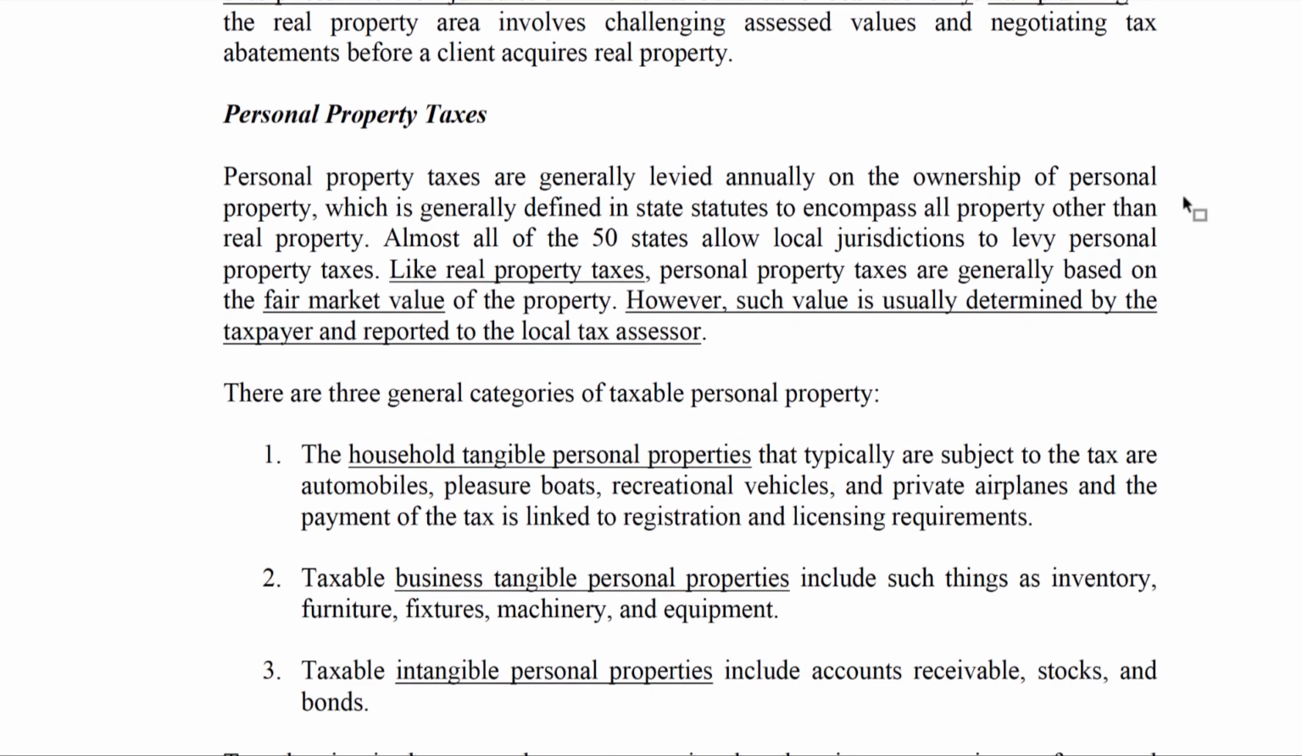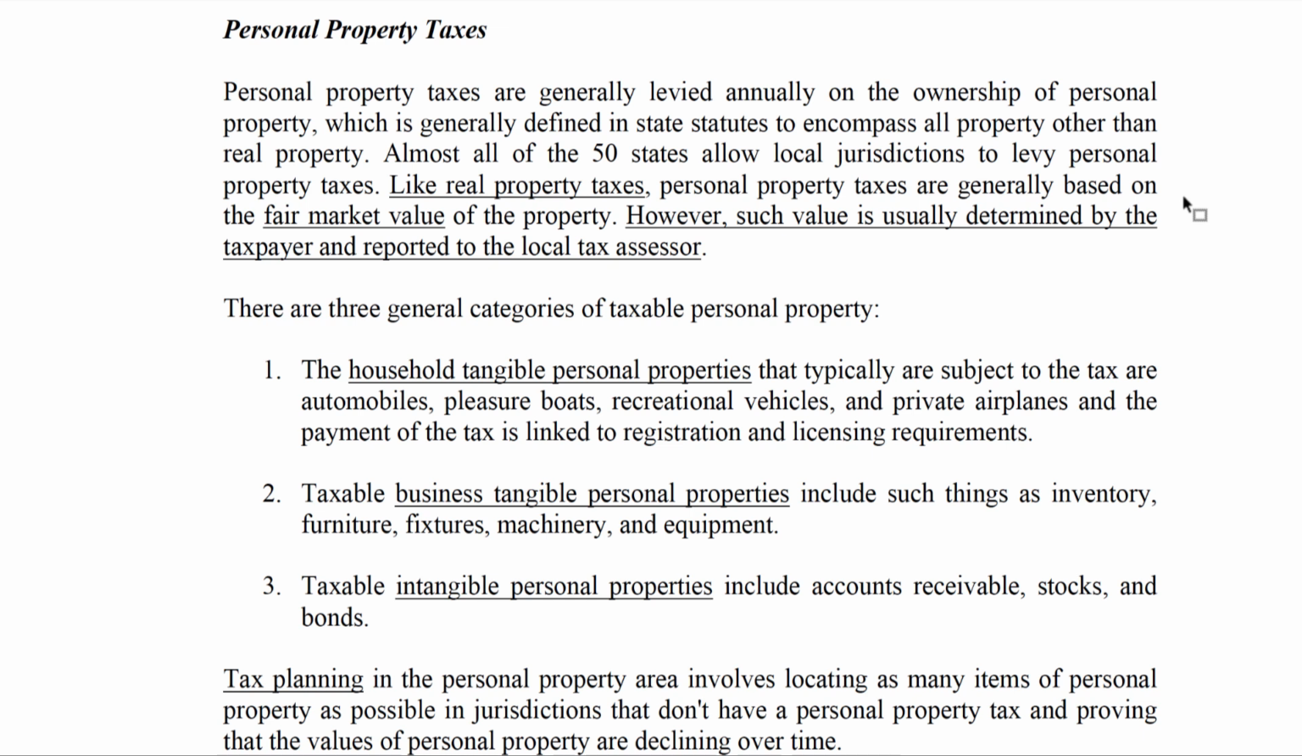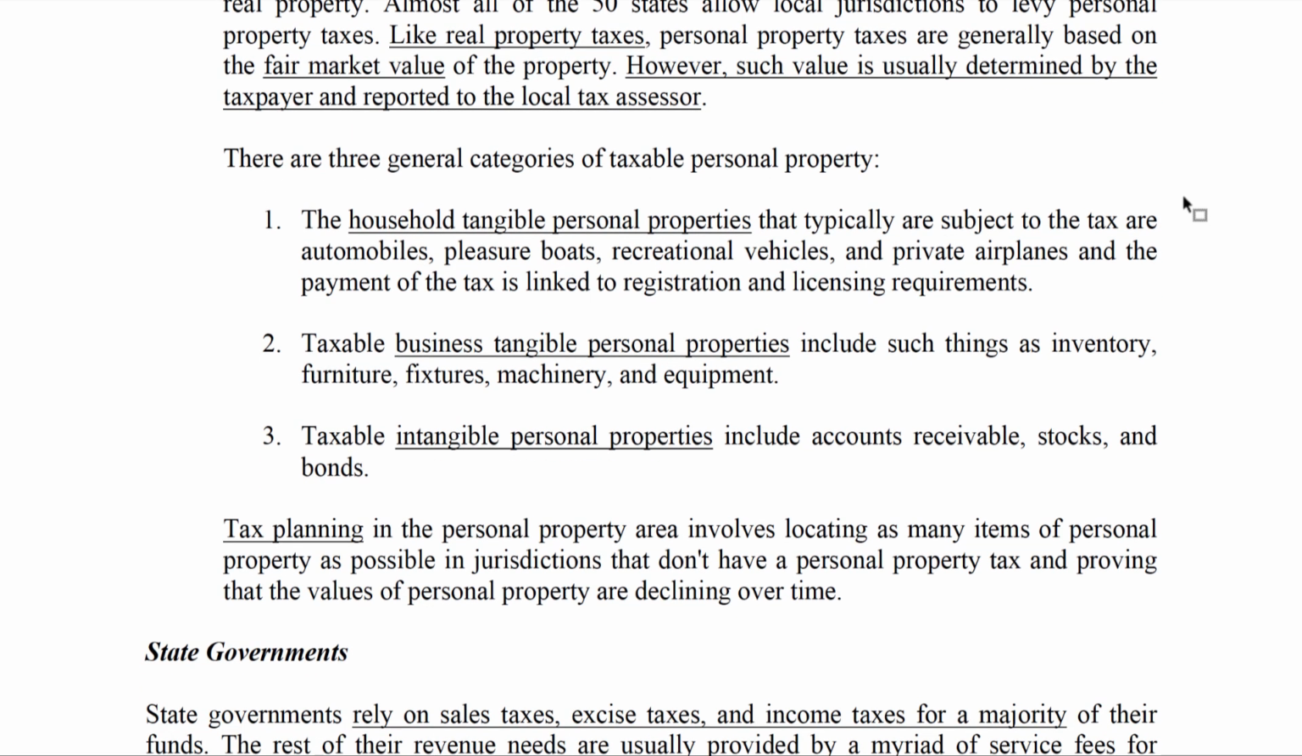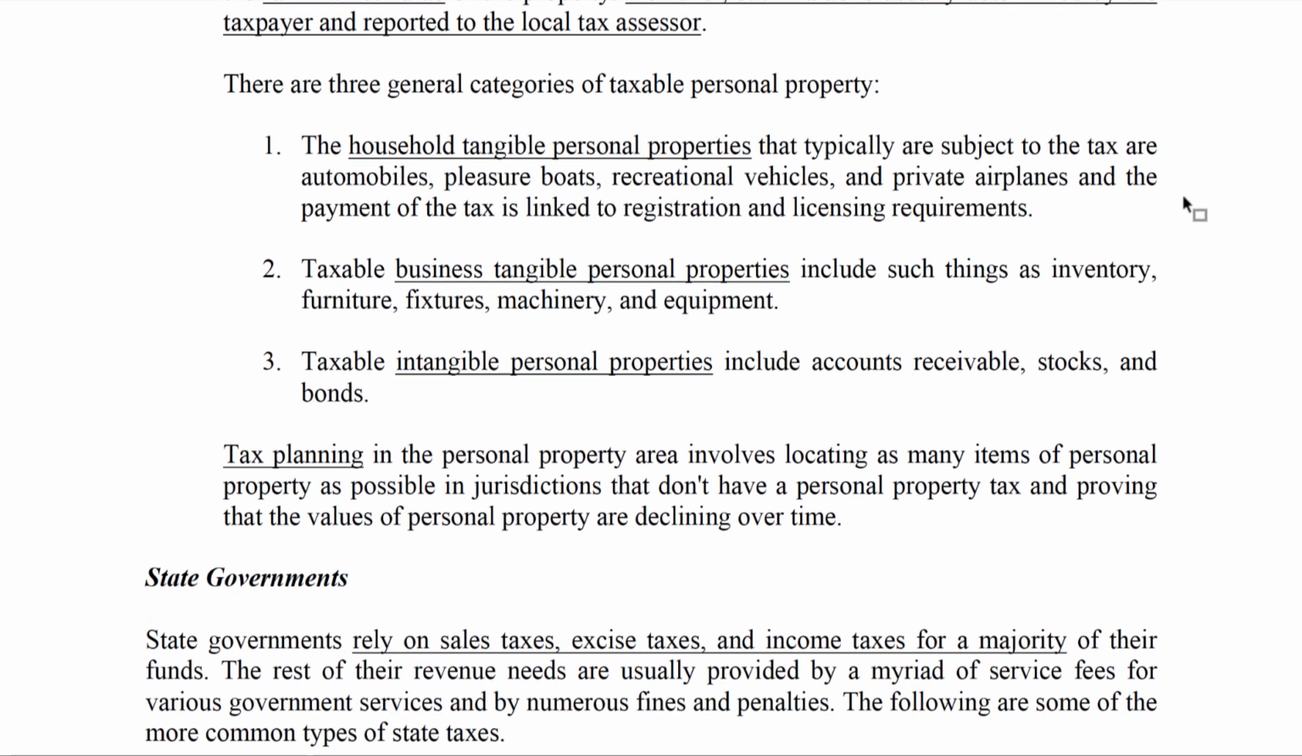Another area that municipalities focus on in terms of getting revenue is personal property taxes. So a very similar idea to real property taxes, where it's subject to fair market value. The main element that's different is it's not real property, it's personal property. So it's everything other than real property. Again, real property is the land and everything attached to the land. So there's three general categories of taxable personal property. The first, household tangible personal properties. So automobiles, boats, recreational vehicles, private airplanes, and a bunch of other items, but those are some big ticket items.